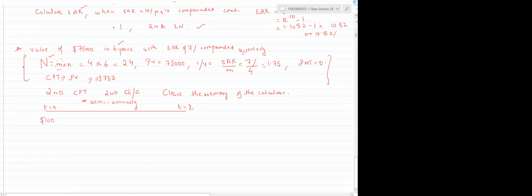Guys, when I compounded an SAR of 10% per annum compounded semi-annually in 2 years, my investment value became 121.55, right? So we remember my SAR was 10%, and my EAR, when I compounded the SAR semi-annually, was 10.25%, right?